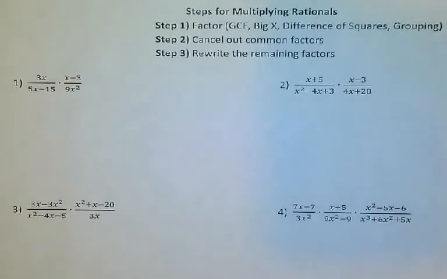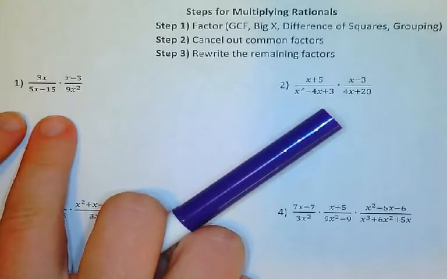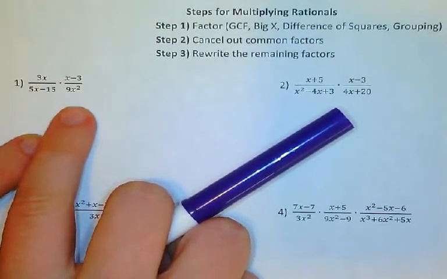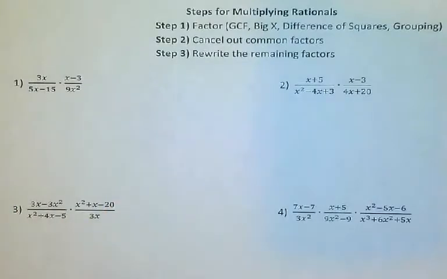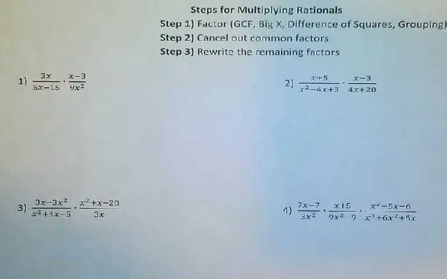So we're going to take a look at a few examples of multiplying and then a few examples of dividing, and then you guys will be set. So very first thing in number 1, we have 3x over 5x minus 15 times x minus 3 divided by 9x squared. Alright, so we have a fraction times a fraction. This is a rational times a rational. First thing we look for is factoring. 3x cannot be broken down, so I leave it the way it is.